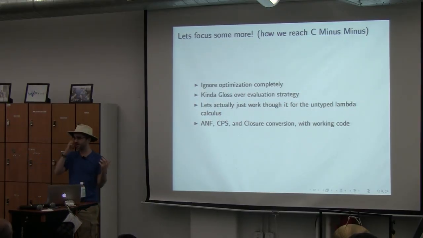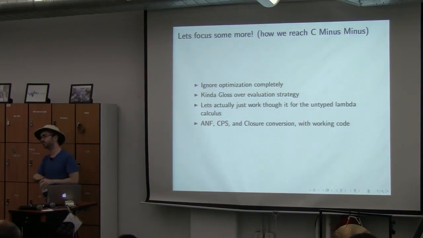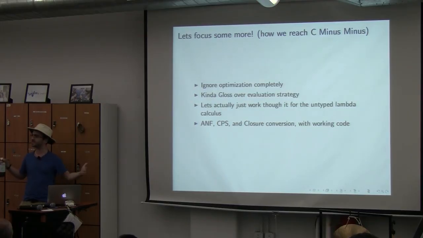So, evaluation strategy. I'm going to be using an example evaluator that does the inefficient form of normal order evaluation, which is laziness without the cleverness. So it's called normal order evaluation.